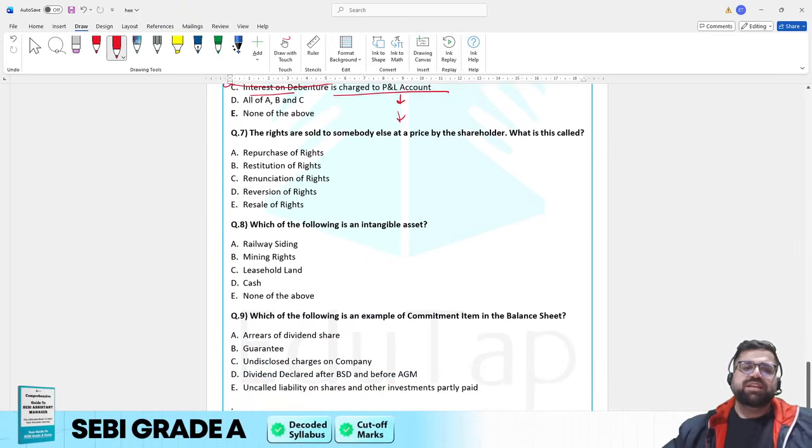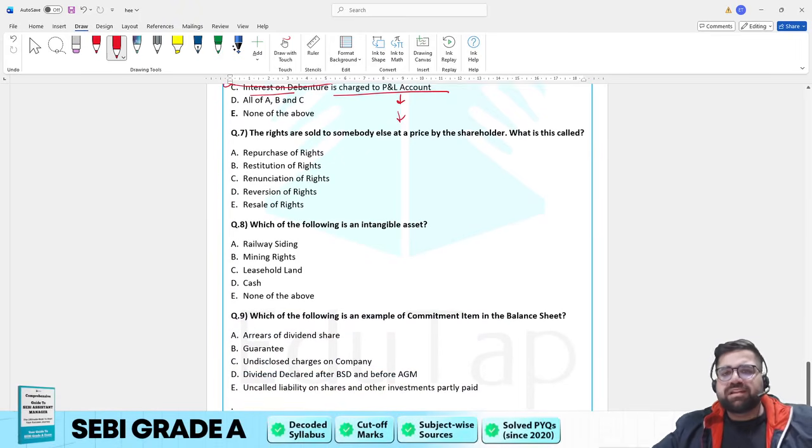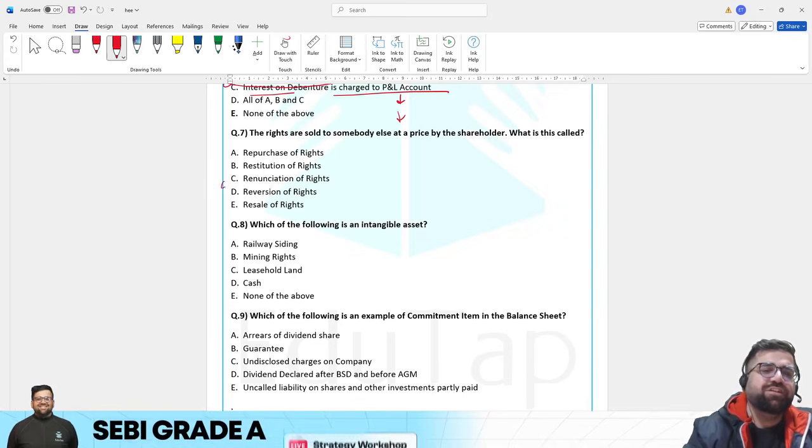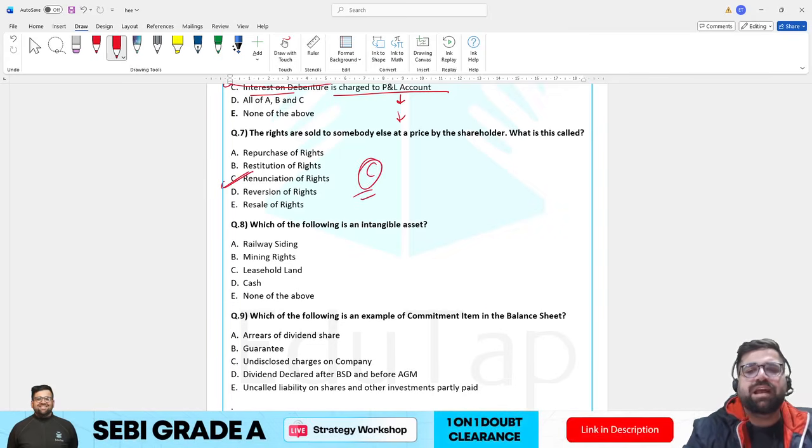Come on, question number 7. Rights sold to somebody else at a price by the shareholder is known as what? Come on, this is very easy, renunciation of rights. So my answer will be C. I can solve this question in less than 10 seconds.